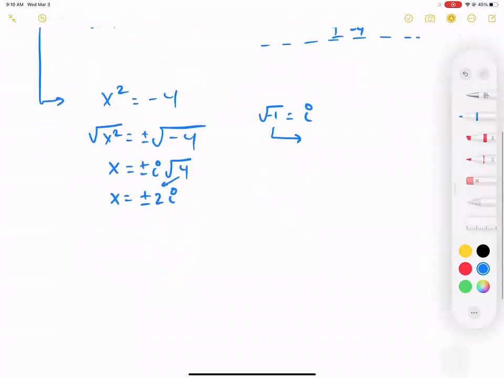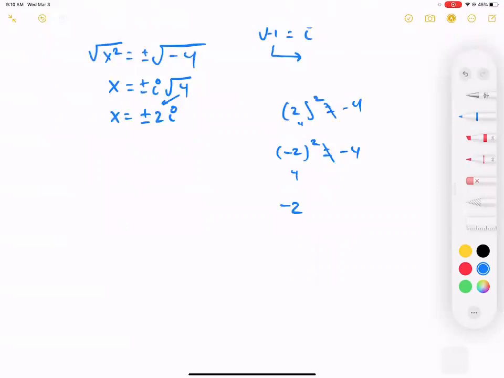So the idea here is that there wasn't a real number that worked. We couldn't plug in 2 squared to become -4. We couldn't plug in -2 squared to become -4. Because 2 squared is 4, and -2 squared is also 4, and that isn't -4. It doesn't work. But if I plug in 2i squared, let's see what happens here. 2i times 2i is 4i squared. i squared is -1, and that's -4. Remember, i squared is -1 by definition.